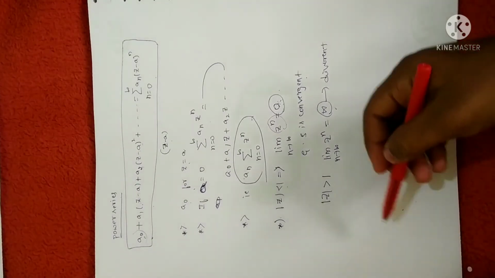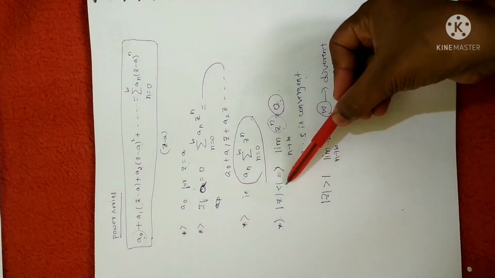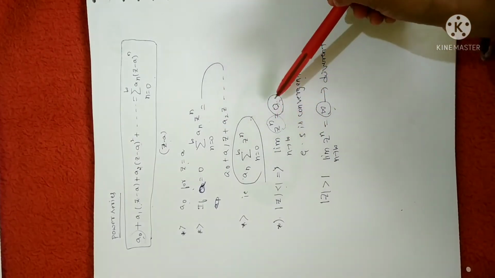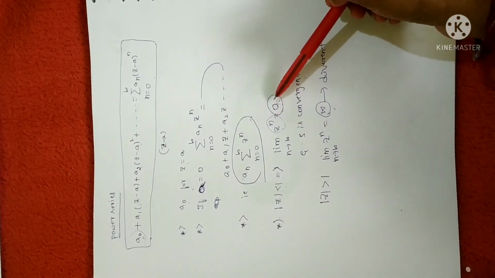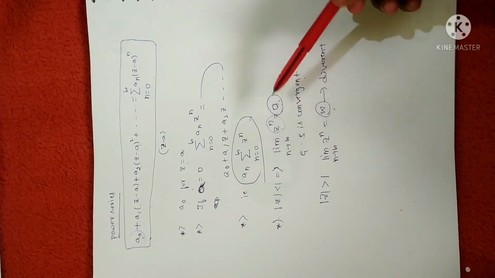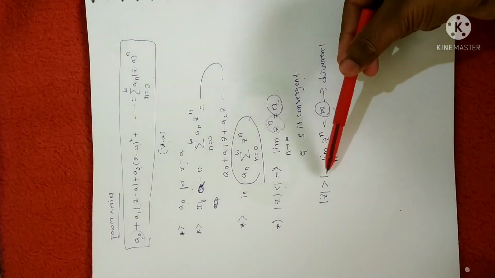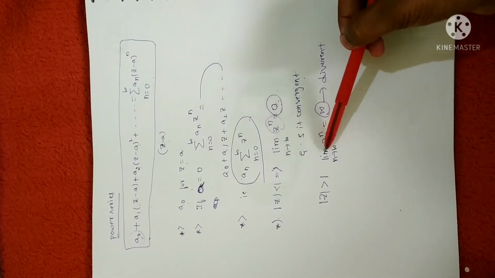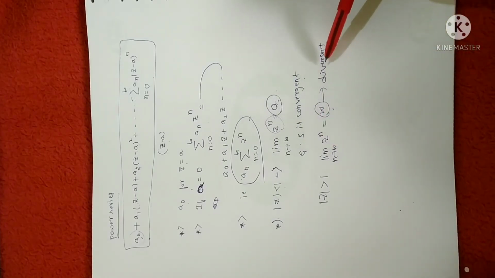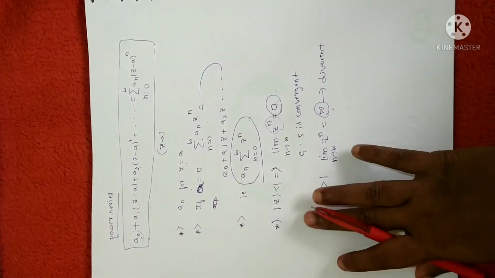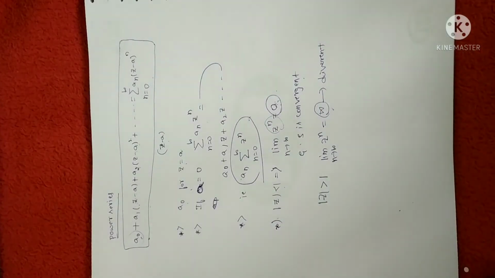I'm just repeating once again. Suppose mod z is less than 1 in this expression, the limit value of z^n converges to a finite value, whether it is 0 or more than 0 or less than 0, it doesn't matter. The series will be convergent, since it is a finite value. Suppose mod z is greater than 1, then the limit of z power n will be equal to infinity. Then this series will become divergent. So this is the basics regarding a power series. Hope it is clear.